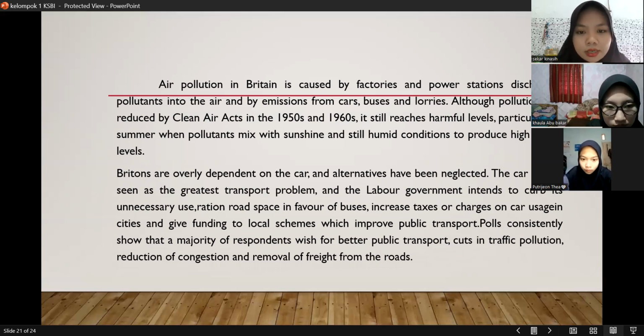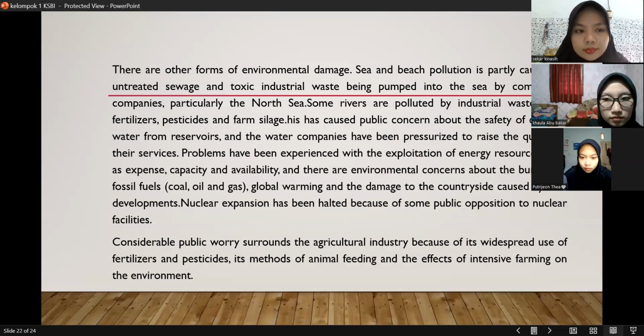Britons are awfully dependent on the car. An alternative has been neglected. The car is now seen as the greatest transport problem, and the Labour government intends to curb its unnecessary use, ration road space in favor of buses, increase taxes or charges on car use in cities, and give funding to local schemes which improve public transport.